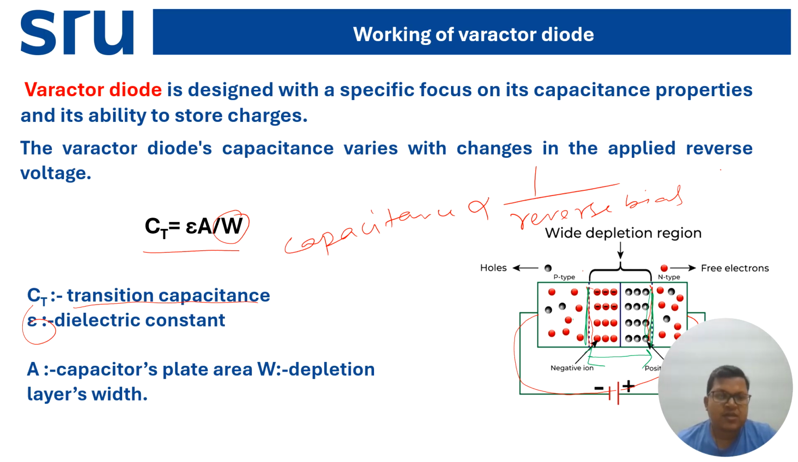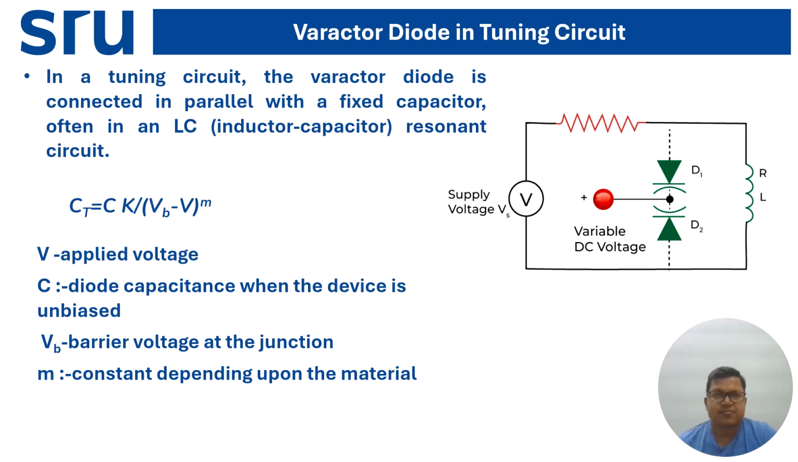And A, of course, here stands for the capacitor's plate area and W the depletion layer, as we are talking. Okay, so this is how we can see the capacitance varies with the reverse bias applied at the PN junction.